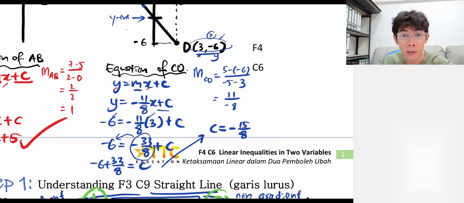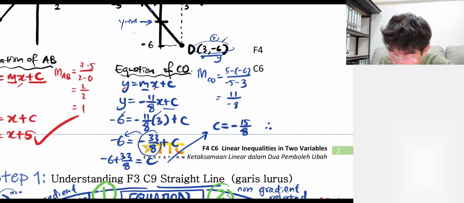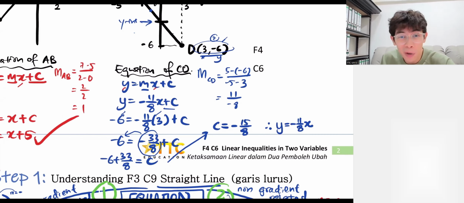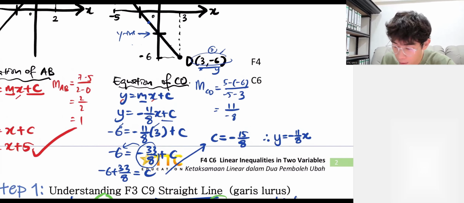So students, I found my C. I just rewrite it. So therefore, y equals negative 11 over 8 x. The xy must be there. It's just to indicate that it passed through both. It's a slide, right? And then what you do next?